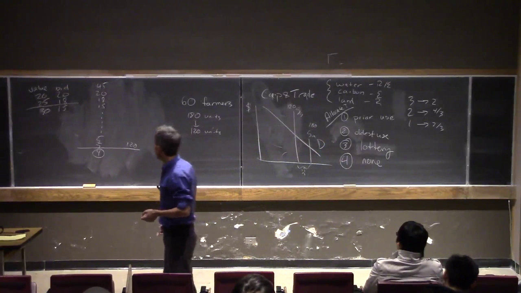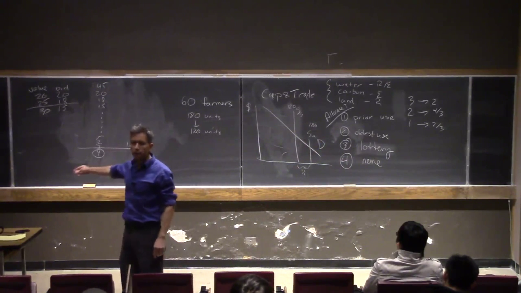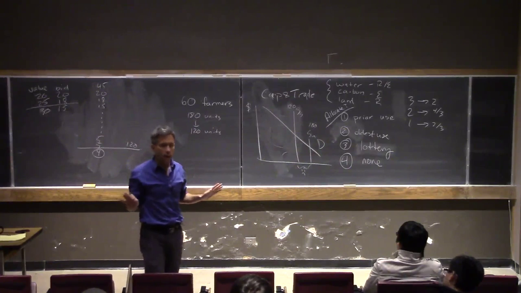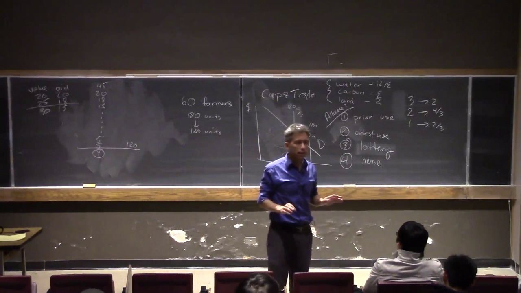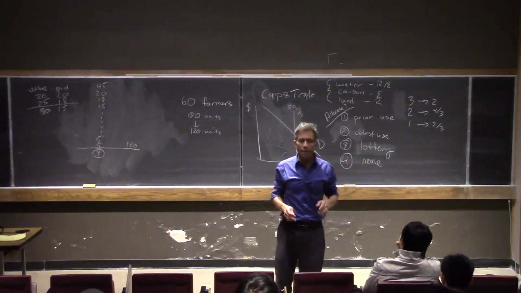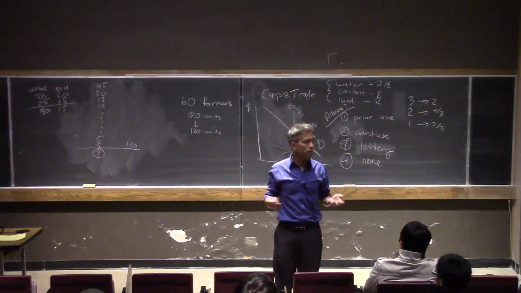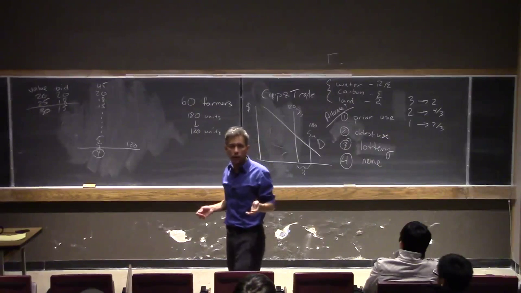And what that means is that if you bid 45, you're pretty sure you're not going to pay 45, but you're also sure you're not going to lose the auction, right? So you bid 45, and then if the price is 12, you pay 12. If the price is 30, it's 30, right?